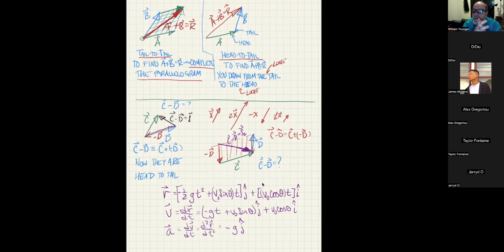Thanks, Alex. Anybody else have any more questions? I just wrote a position vector for projectile motion. And then I took the derivative of the position vector and got the velocity vector. And then I took the derivative of the velocity vector and got the acceleration vector. Just something you can think about and actually use if you wanted to start doing any projectile motion problems.